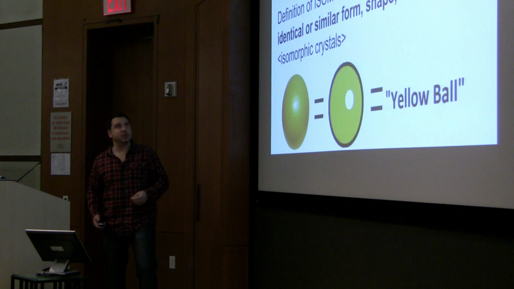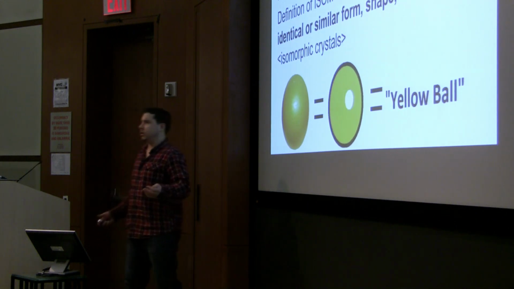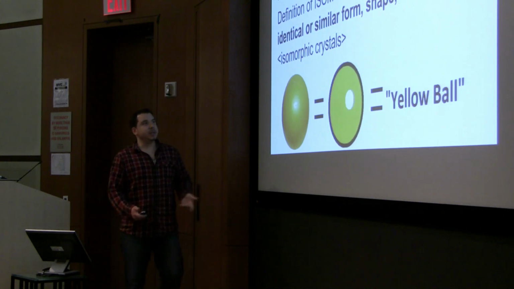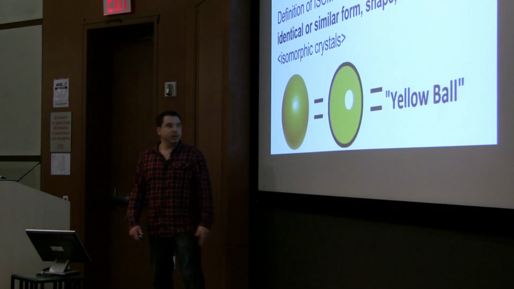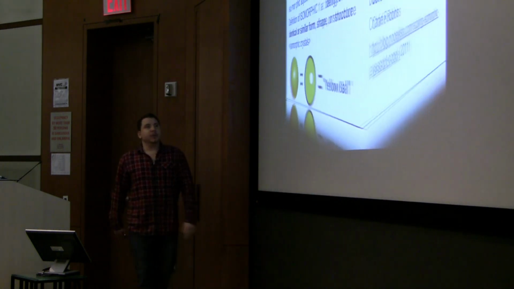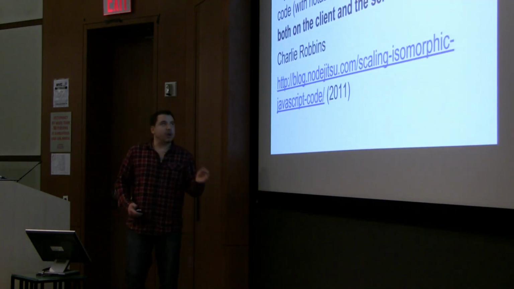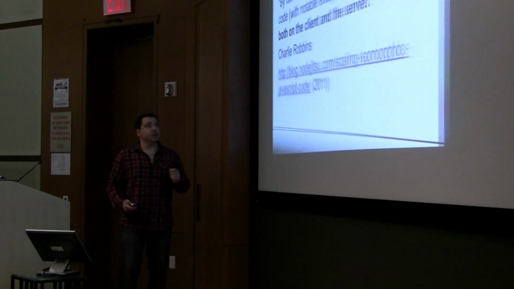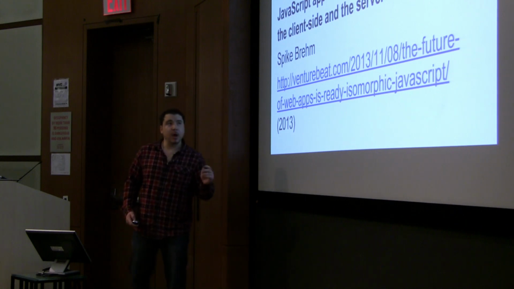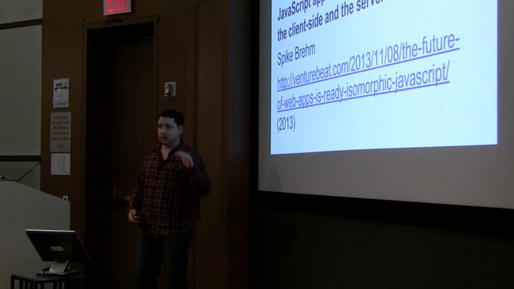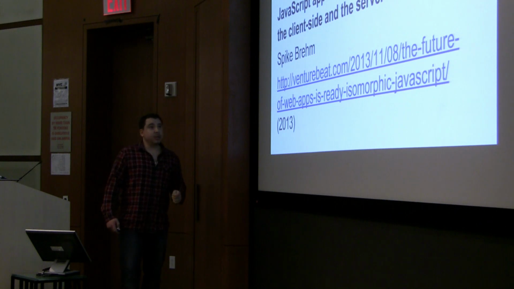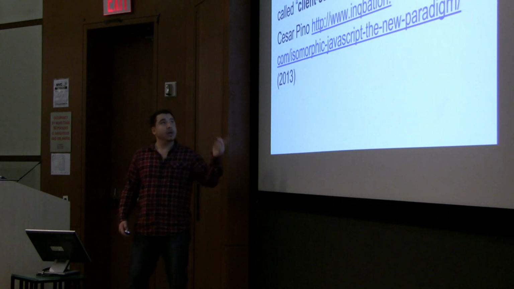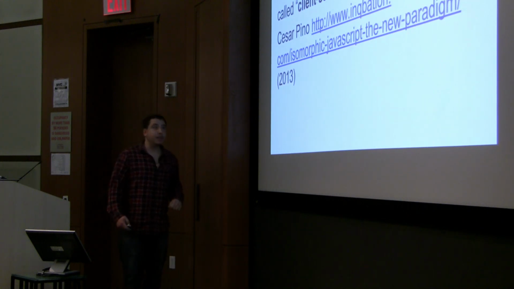And what is the definition of isomorphic? Like, why can't we just say dual execution or something that normal people can understand? Isomorphic is just being identical or similar in form, shape, or structure. Look, yellow ball, yellow ball, yellow ball. So also Charlie Robbins and other people have coined this term and used it: can execute both on the client and server. Spike Brem, who just had that other slide, the client-server image, JavaScript applications that can run both on the client side and the server side. And Cesar Pino, client-server MVC.